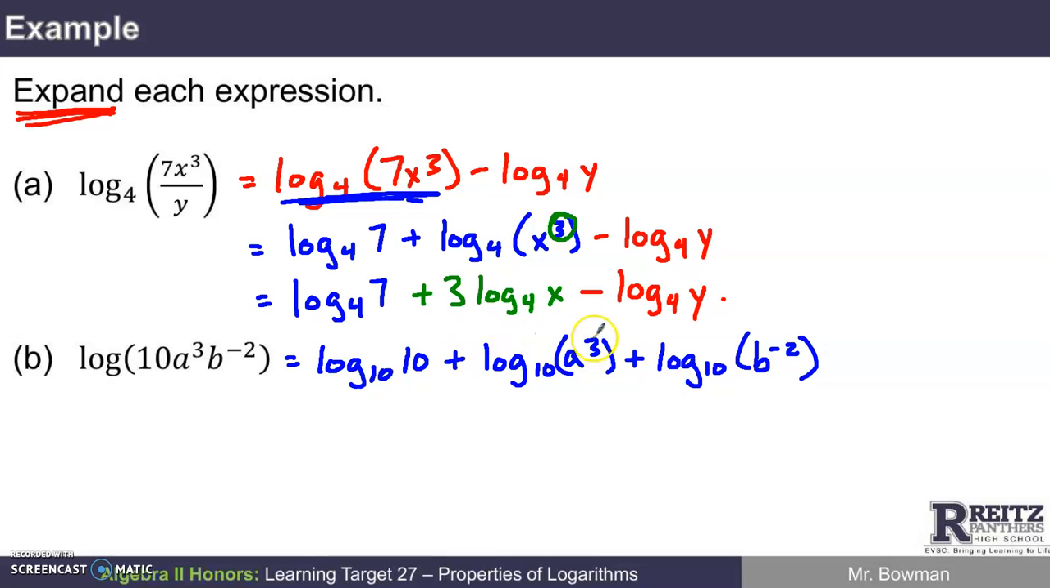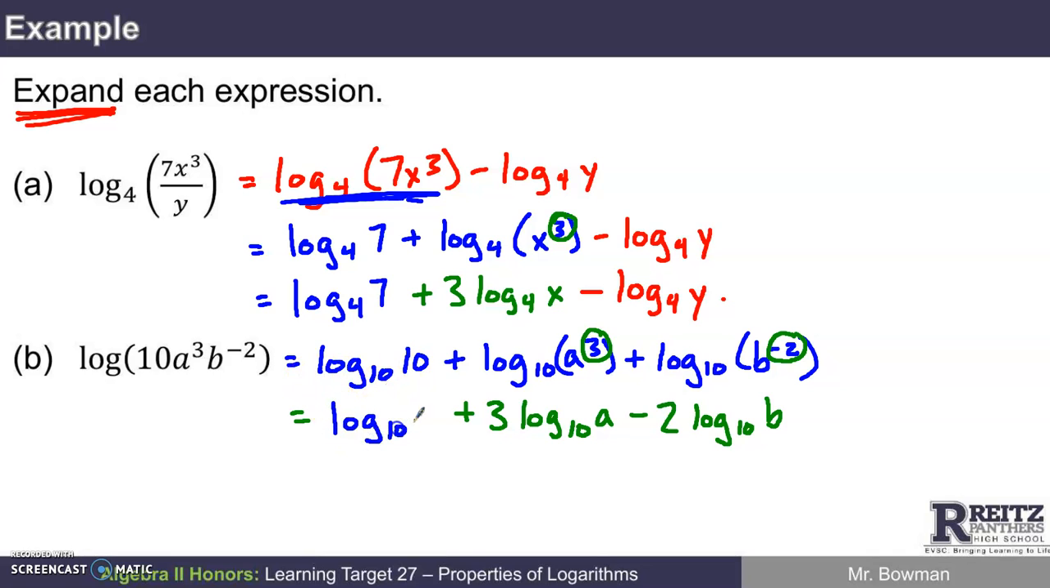I see not one but two terms that have powers associated with the inputs to the logs, so I can rewrite those terms using that power property of logs. I could write the second term as 3 times log base 10 of a. I could write this negative 2 as minus 2 times log base 10 of b. And I've got log base 10 of 10.